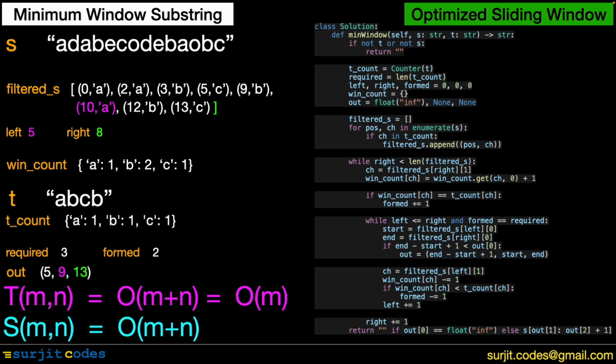Both time complexity and space complexity are unchanged. However, if filtered S is far smaller than S, there is a considerable reduction in execution time.